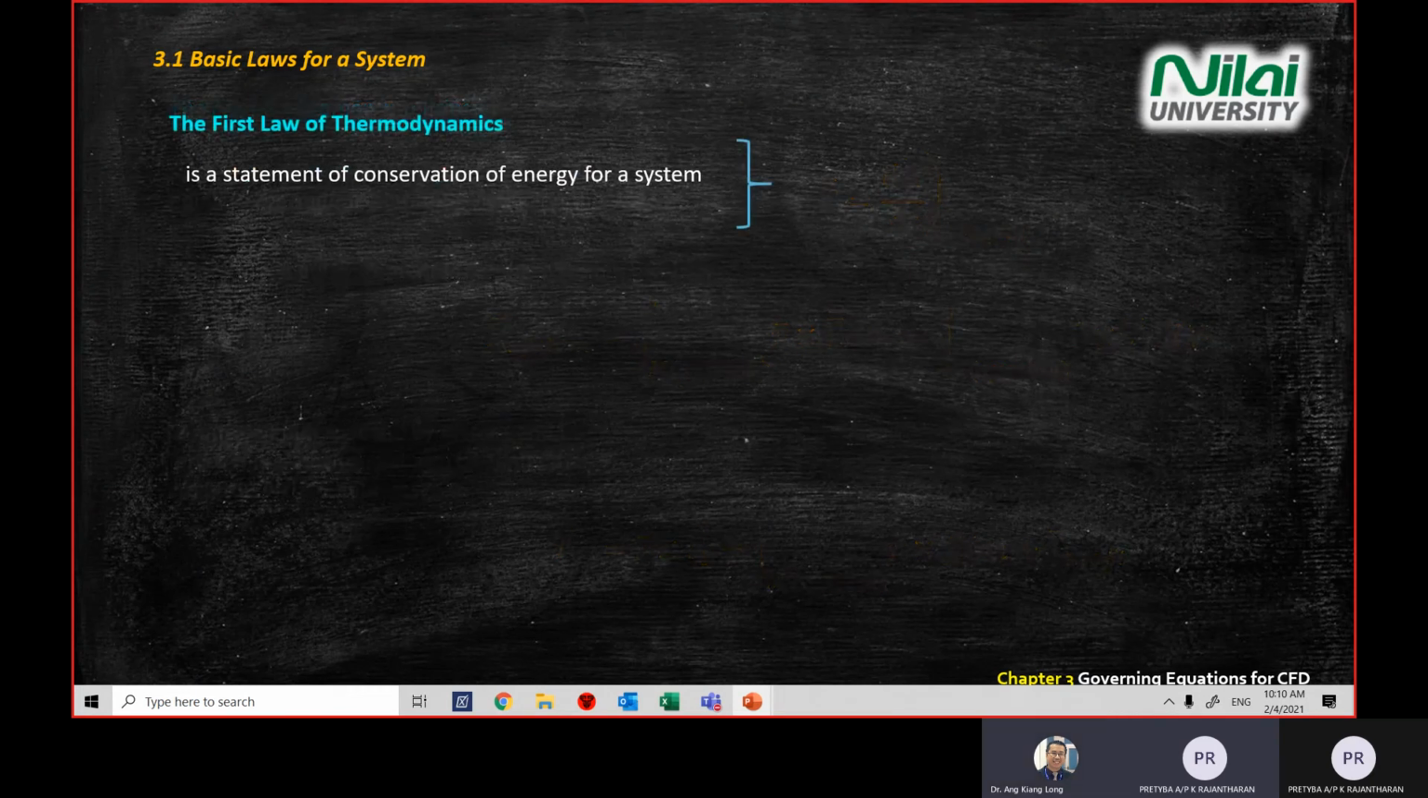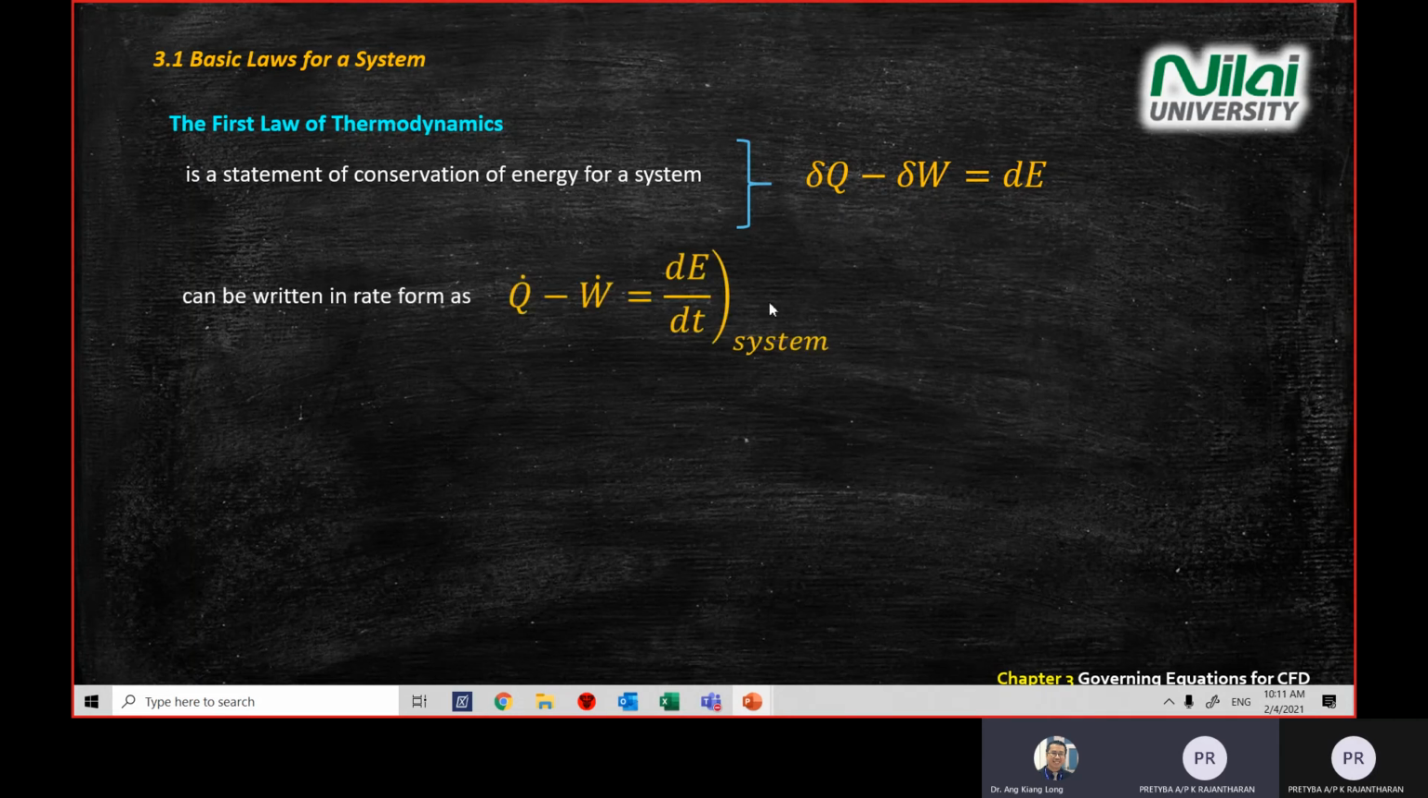And then the first law of thermodynamics is all about conservation of energy. It's about energy. So we talk about heat transfer, the amount of heat and the amount of work. Q is heat, W is work, and the difference between your heat energy and your work will become the change of energy inside the system. Okay, yeah. So this formula will be applied in your simulation later on.